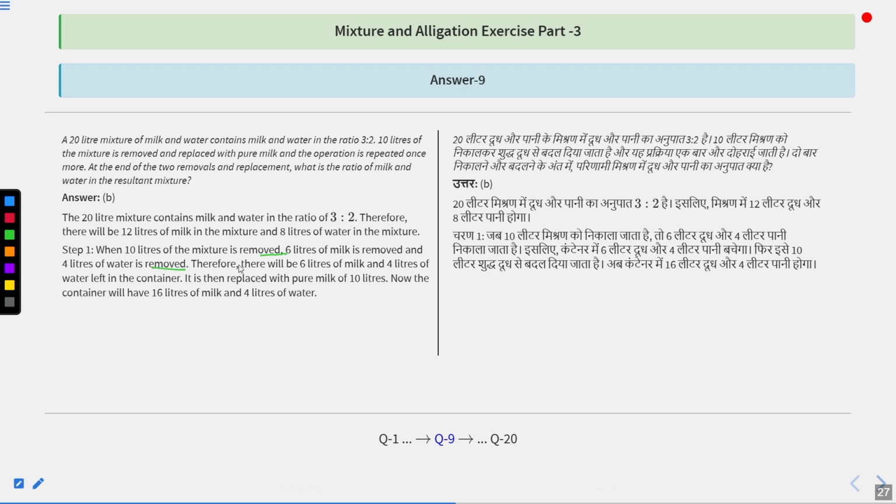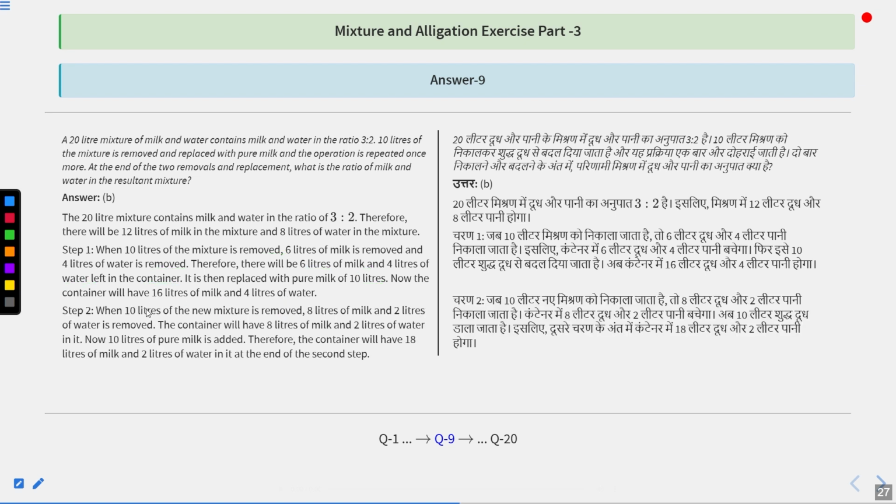water is removed. Therefore, there will be 6 liters of milk and 4 liters of water left in the container. It is then replaced with pure milk of 10 liters. Now the container will have 16 liters of milk and 4 liters of water. Now, when 10 liters of new mixture is removed, 8 liters of milk and 2 liters of water is removed. The container will have 8 liters of milk and 2 liters of water in it.